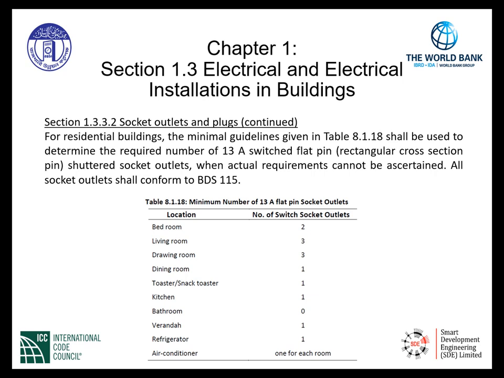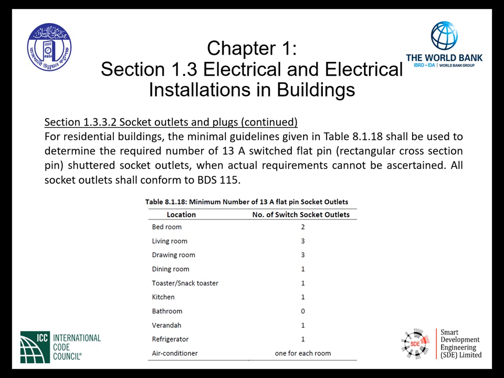Continuing with section 1.3.3.2, for residential buildings, the minimal guidelines given in Table 8.1.18 shall be used to determine the required number of 13 amp switched flat pin shuttered socket outlets when actual requirements cannot be ascertained. All socket outlets shall conform to BDS 115.